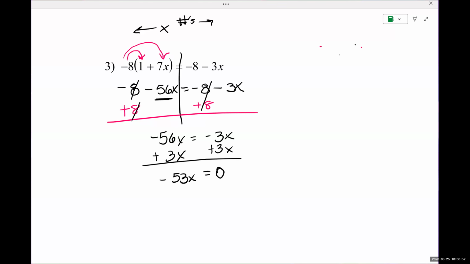One more step. Do I add 53 or do I divide? Divide by negative 53. Can I have a 0 on top of a fraction? Yes. 0 divided by negative 53 is 0.